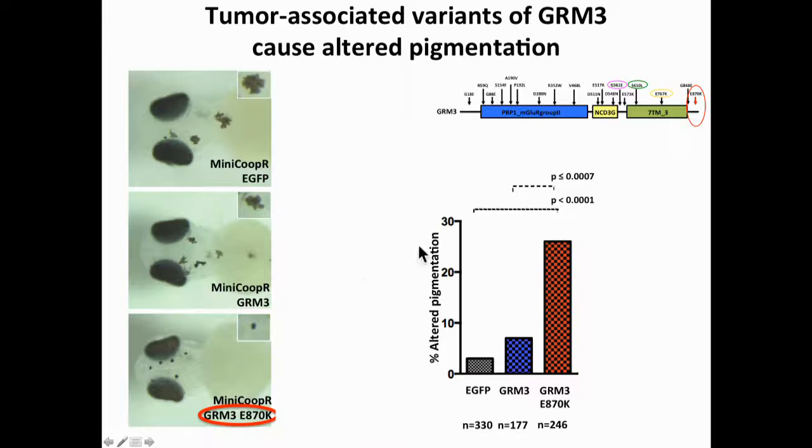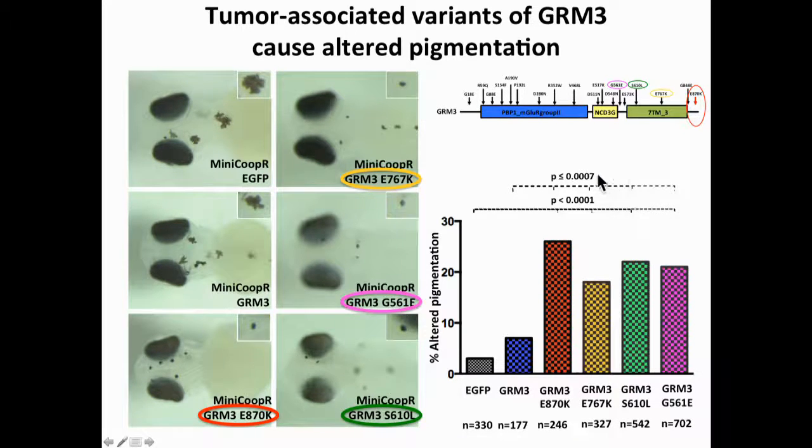We tested three more oncogenic variants of the gene, and we were able to observe a similar altered pigmentation pattern, as you can observe, and that we were able to quantify. So it seemed that these tumor-associated variants of glutamate receptor 3 were able to cause an altered pigmentation, all four variants, which could indicate that they are acting in the same downstream pathway.